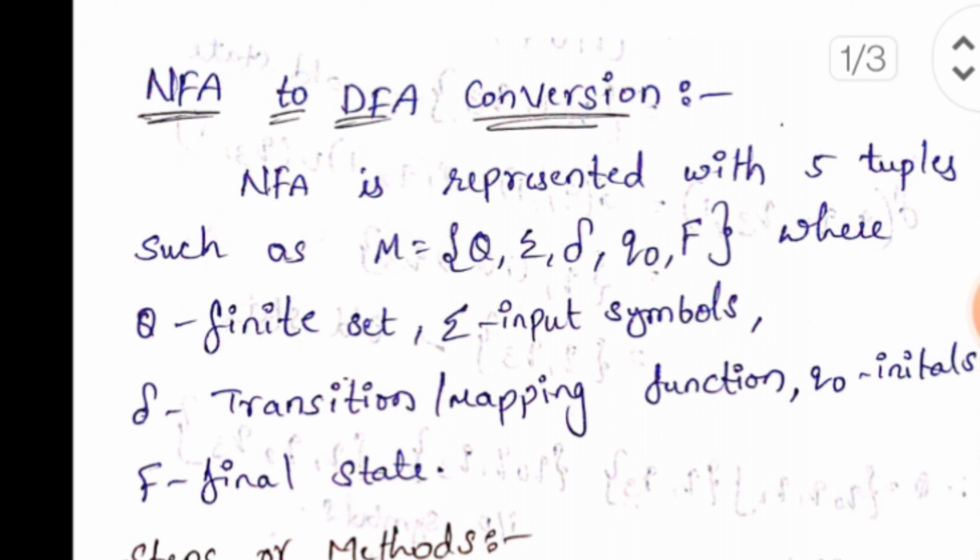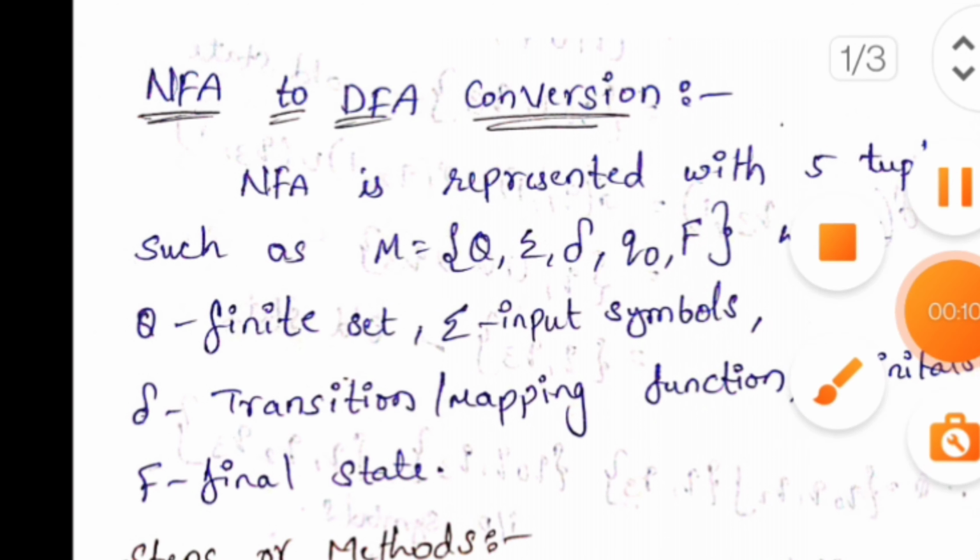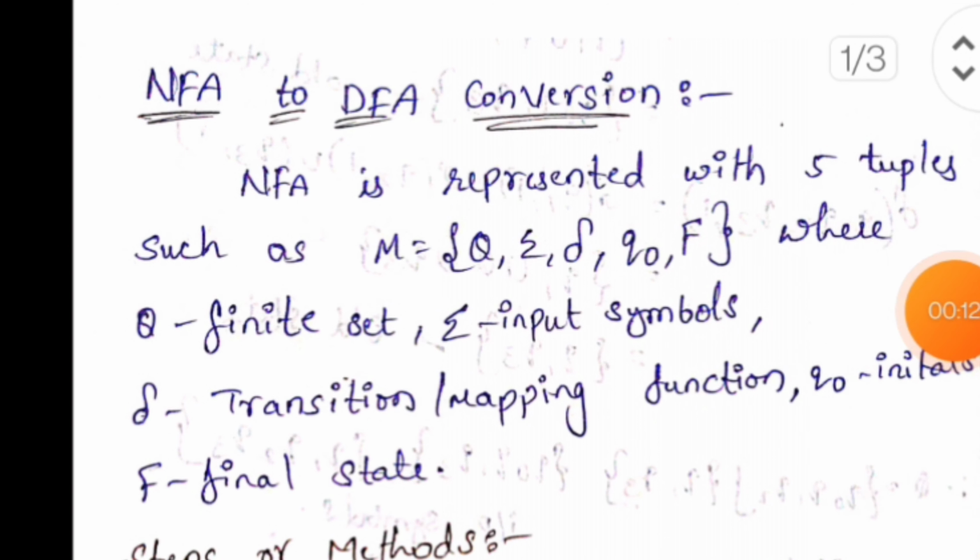In today's topic we are going to discuss NFA to DFA conversion. Here NFA means non-deterministic finite automata. DFA means deterministic finite automata. So we need to convert NFA to DFA. Whereas in NFA there are multiple paths with single input, but in DFA there is single path with single input, right?